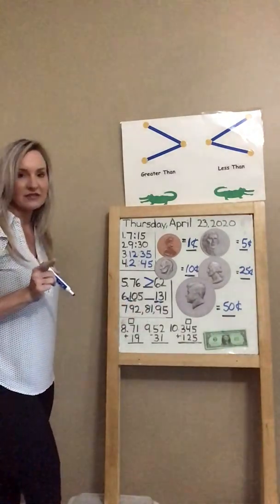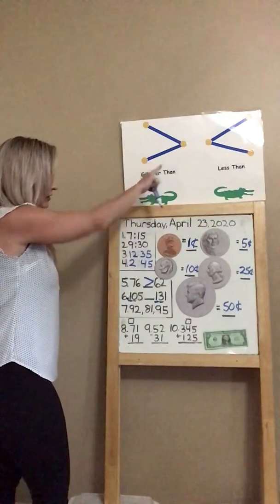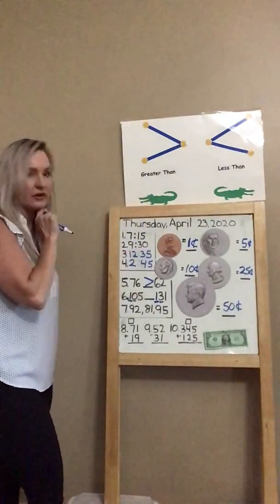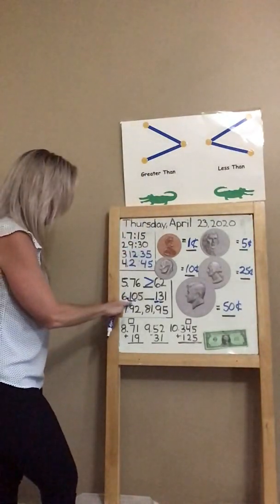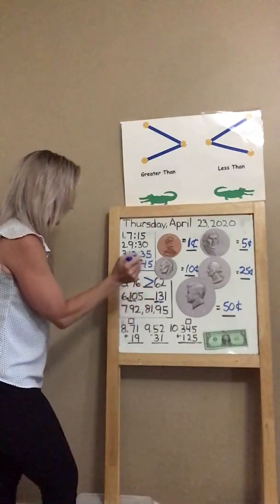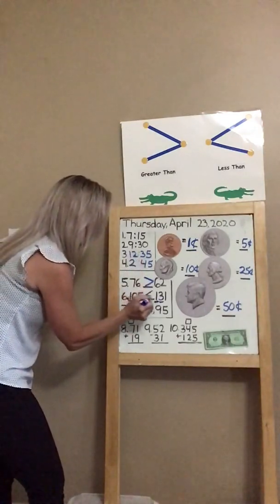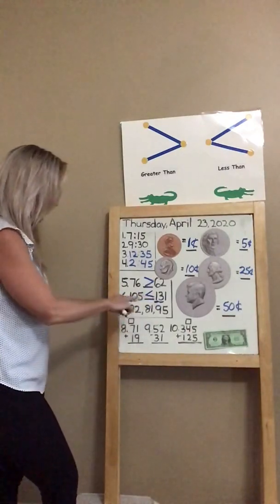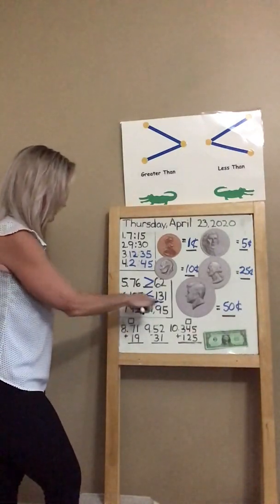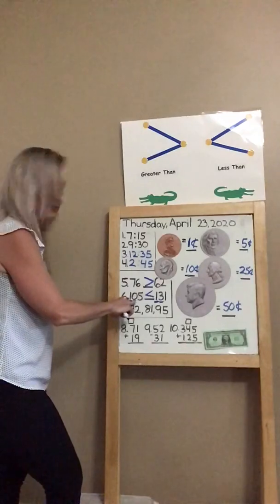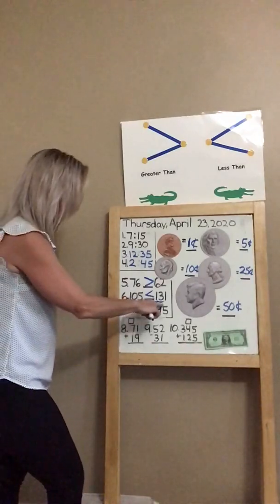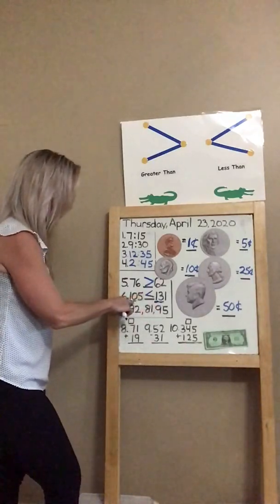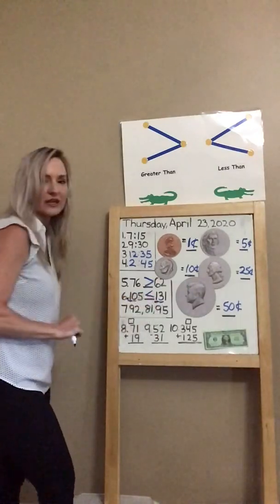Now you may pause the video if you want to write your comparison using your symbol. Okay, let's look at this together. 105 is less than 131. I looked at my hundreds place. I noticed they both were the same. I then went to my tens place. I have a 0 and a 3. 0 is less than 3.